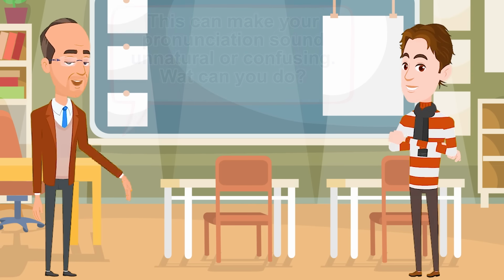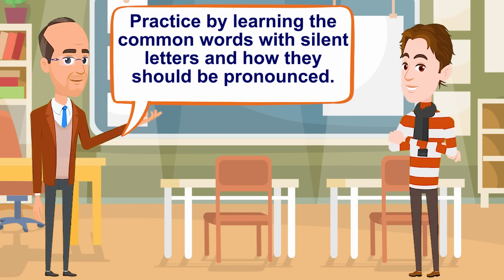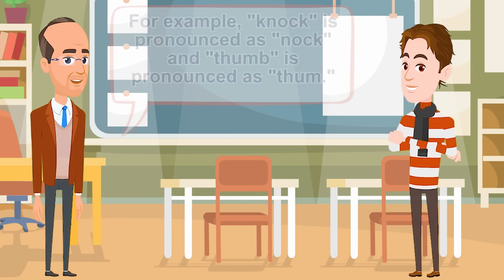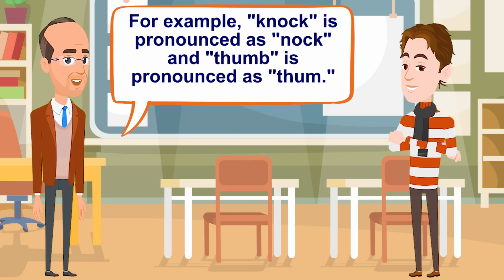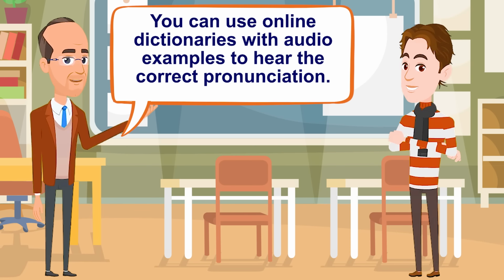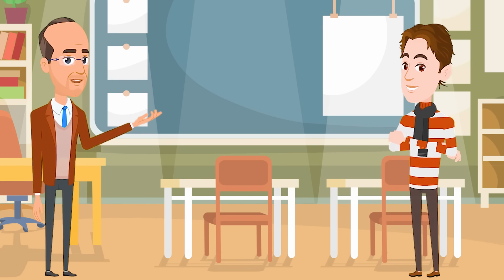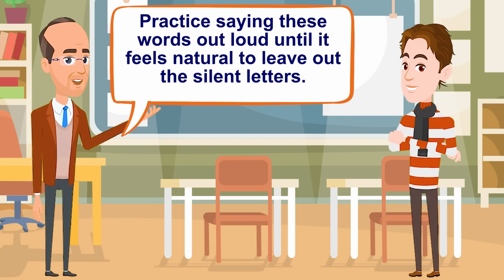What can you do? Practice by learning the common words with silent letters and how they should be pronounced. For example, knock is pronounced as nock, and thumb is pronounced as thum. You can use online dictionaries with audio examples to hear the correct pronunciation. Practice saying these words out loud until it feels natural to leave out the silent letters.